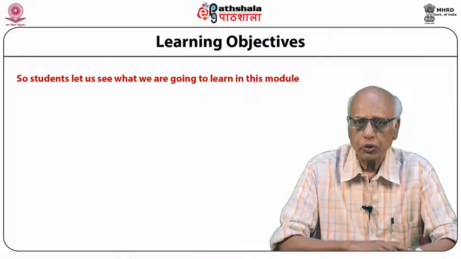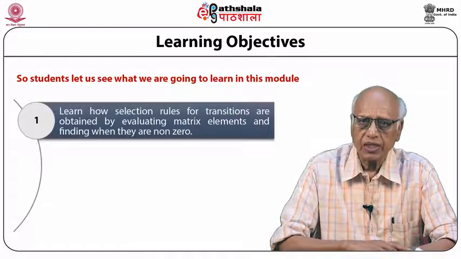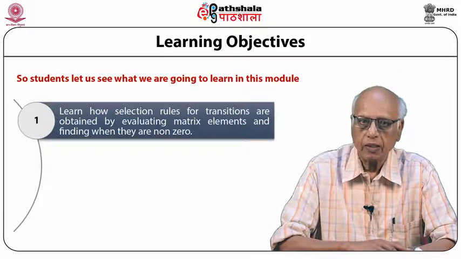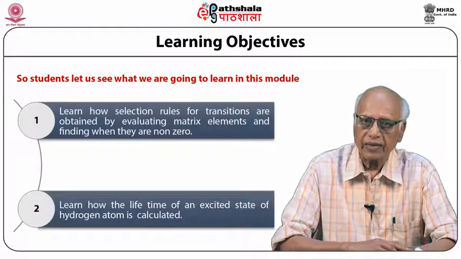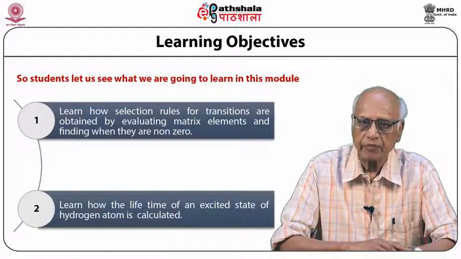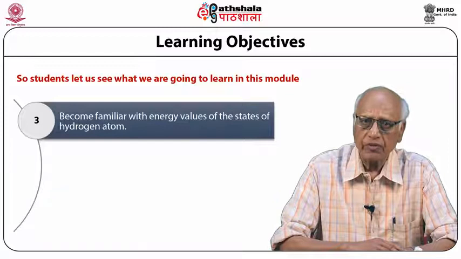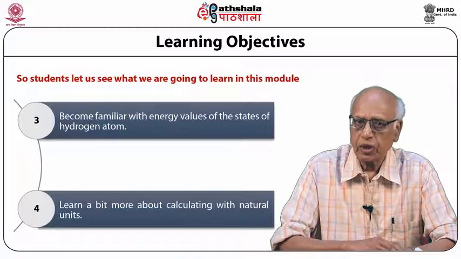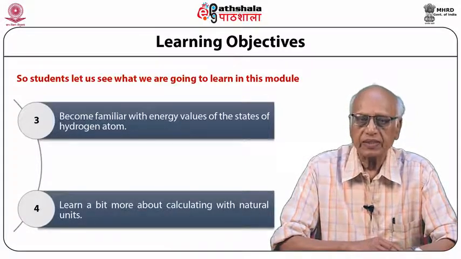Today we are going to discuss the module Application to the Hydrogen Atom. This is from the paper Radiation Theory in the course on Physics. After studying the module, you should be able to understand how selection rules for transitions are obtained by evaluating matrix elements and finding when they are non-zero. You should also learn how the lifetime of an excited state of the hydrogen atom is calculated. You should also become familiar with energy values of the states of the hydrogen atom, and learn a bit more about calculating with natural units.